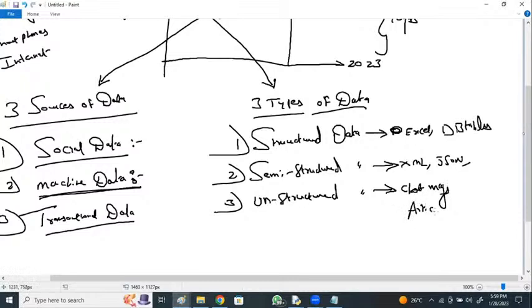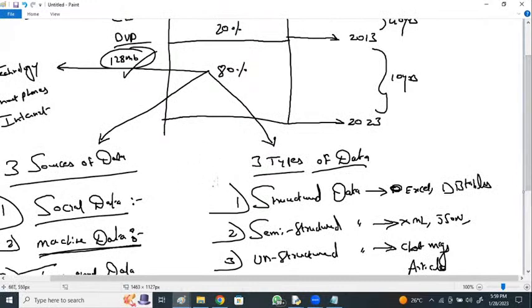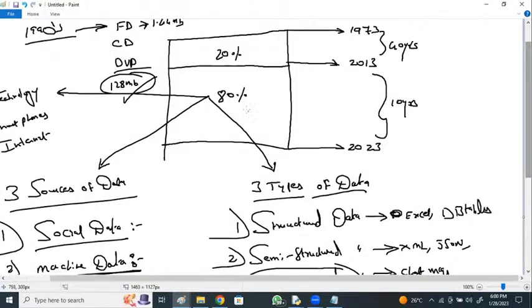articles, images, videos, all this comes as unstructured. The biggest challenge is storing and processing this unstructured data. Today, most of the data which is generated is in this unstructured format, right? We need to have proper storage and processing systems to handle this unstructured and semi-structured kind of data.